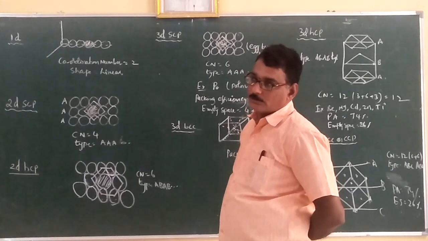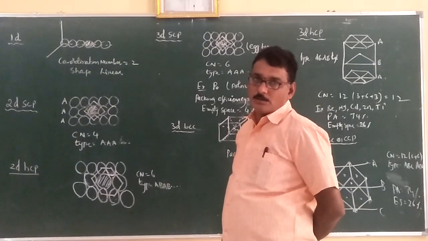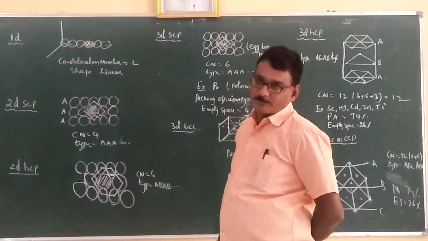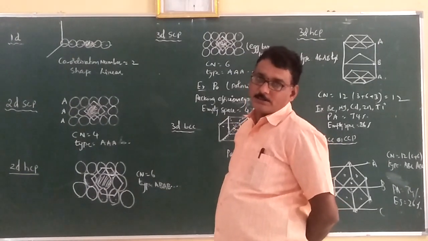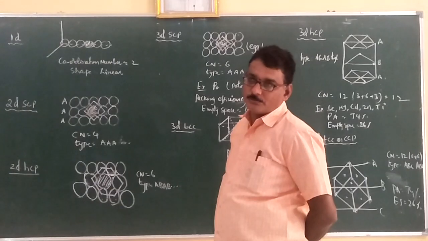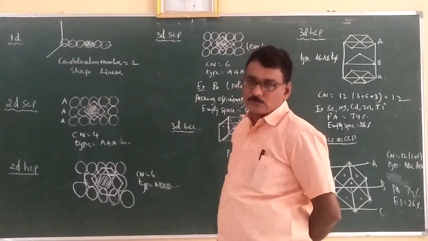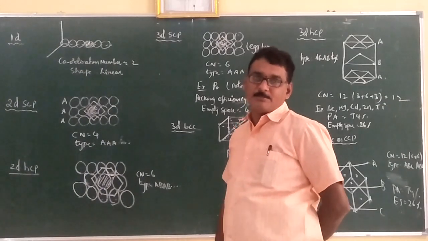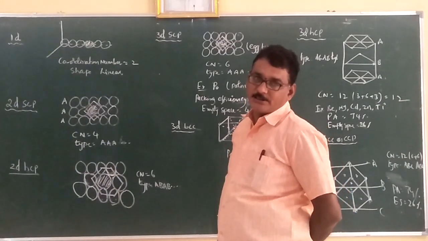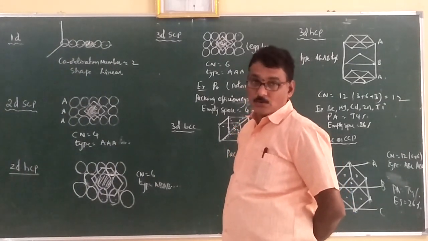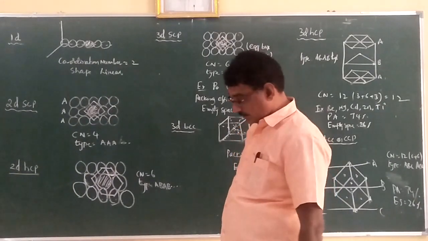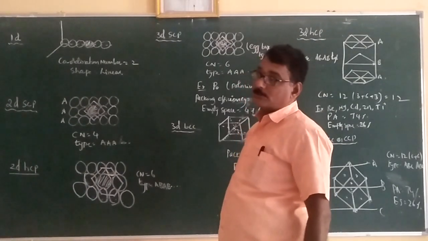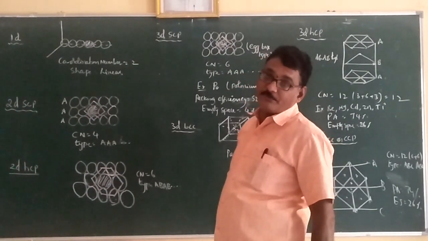Last class we discussed close packed structures. They depend upon the nature, size, and shape, and are closely packed with each other to attain maximum stability and density. That is known as close packed structures. Close packed structures are divided into different types.